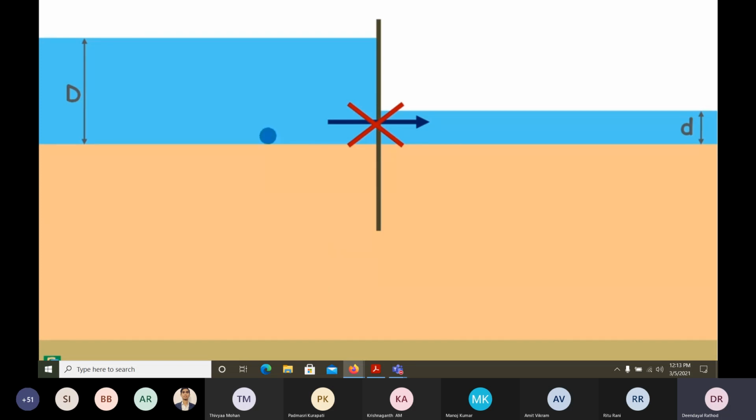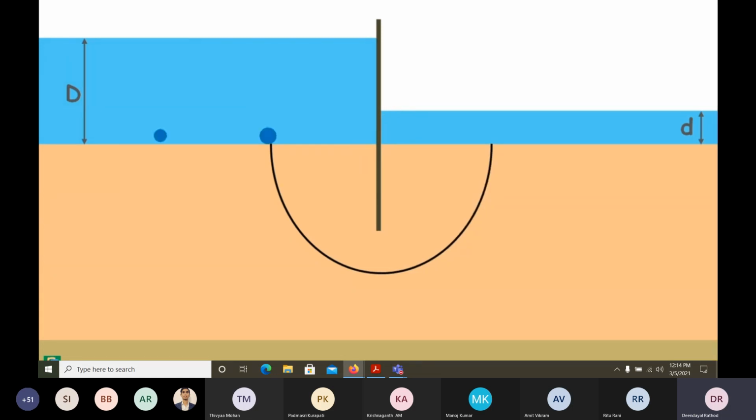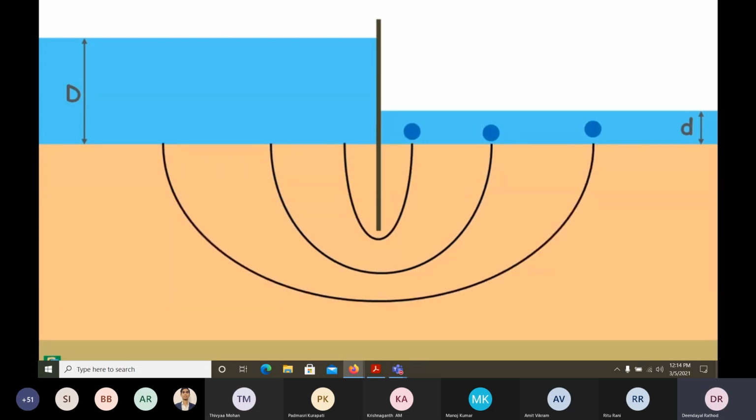Let us consider a water molecule that enters the soil at some point on the upstream surface, goes below the tip of the driven sheet, and ends up at some point on the downstream surface. The flow path assumed by the water molecule is the flow line. Similarly, many particles will leave the upstream and reach the downstream, forming different flow lines.